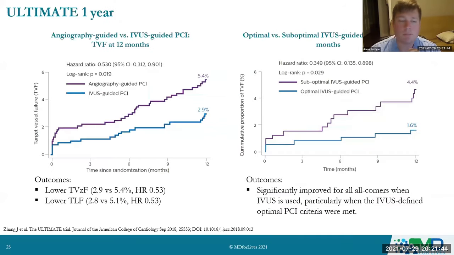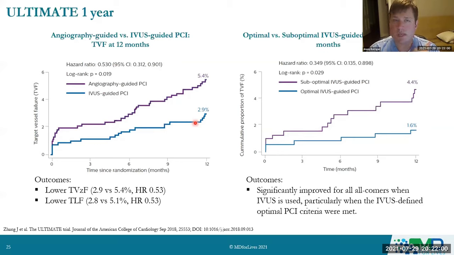So you see here in the Kaplan-Meier curves that there was an early separation in events. Patients who had IVUS-guided PCI had better outcomes than patients who had angiography alone PCI. And again, that was a 47% risk reduction over the course of a 1-year population.